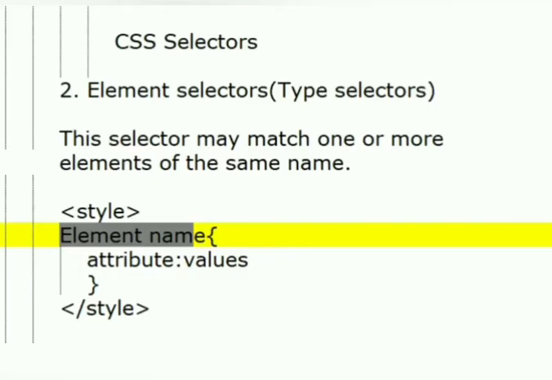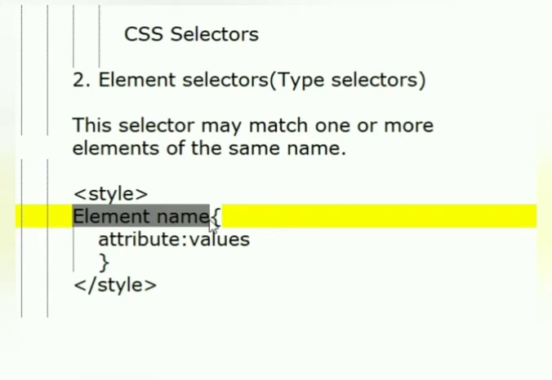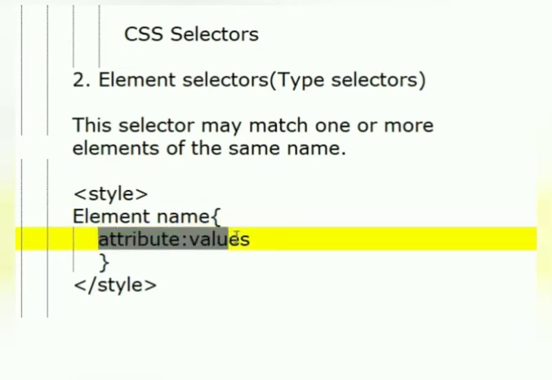The element selector is also called a type selector. This selector may match one or more elements of the same name. For whichever elements you are going to apply this CSS style, you can take that element name here. It means if you have used the same element name multiple times in your HTML program, in all places the same CSS style will be applied.